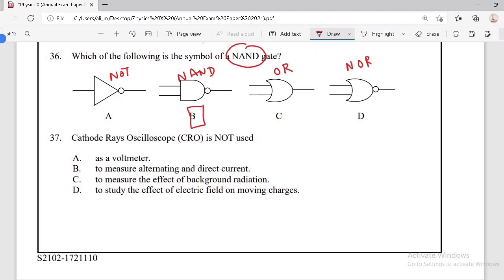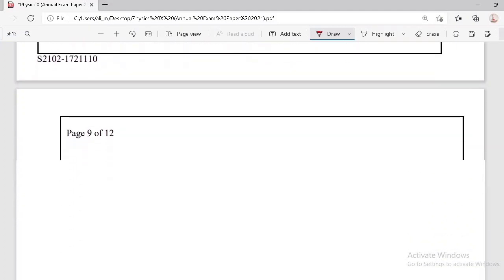The cathode ray oscilloscope, CRO, is used as a voltmeter to measure alternating and direct current, and to study the effect of electric field on moving charges. So these are common uses of a CRO. C is the right answer for this question, that is the non-use of a CRO. To measure the effect of background radiation, we have a background radiation detector through which we can measure the background radiation. Option C is the right answer for this question.